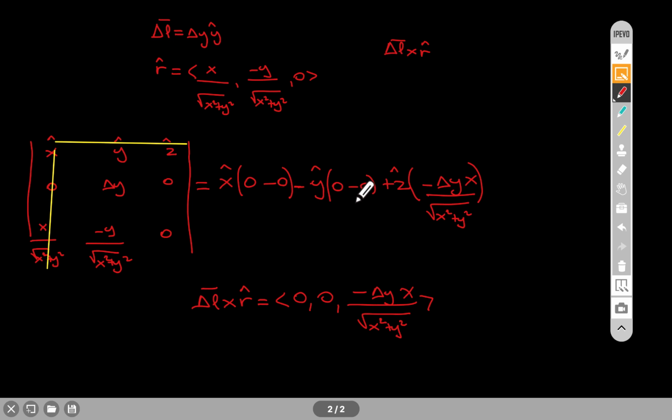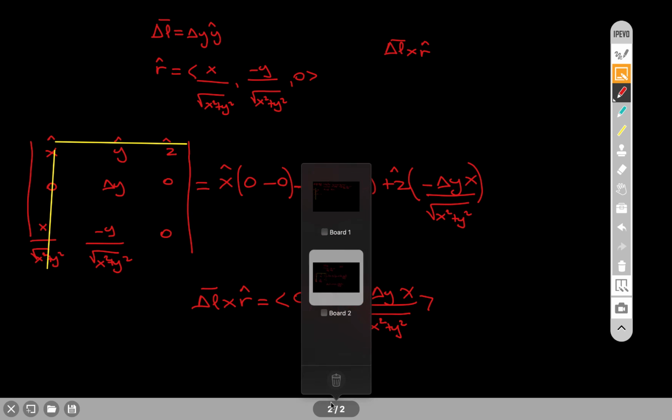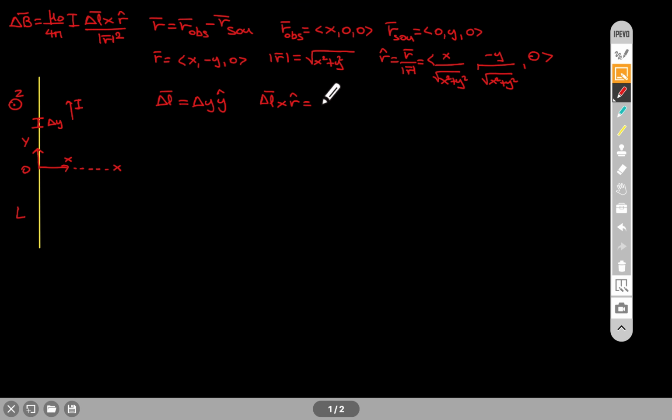I do recommend that you become comfortable with the determinant way of finding cross products. It is a very useful process, and you will encounter it often if you are not already familiar with this. So this is the cross product, and now I can go back. And I found 0, 0, minus x times delta y divided by the square root.